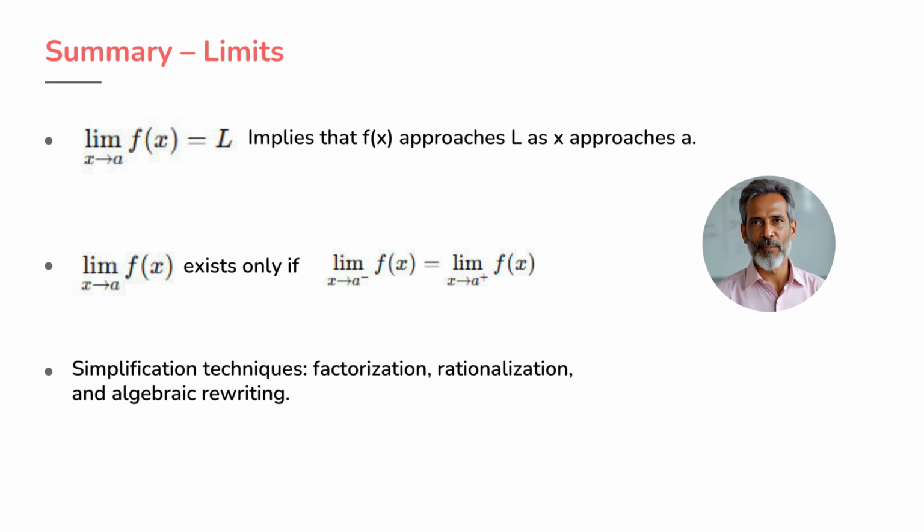Let's quickly recap today's journey through limits. The notation, limit as x approaches a of f of x equals L, means the function values get closer to L when x gets closer to a. The limit exists only if both the left-hand limit and right-hand limit equal the same value L. To find limits, especially when direct substitution leads to indeterminate forms like 0 divided by 0, we use simplification techniques: factorization, rationalization, and algebraic rewriting.